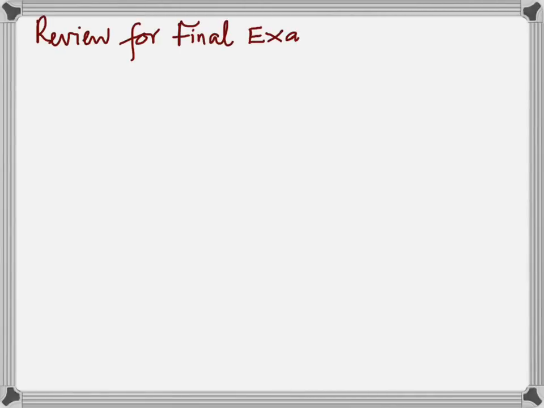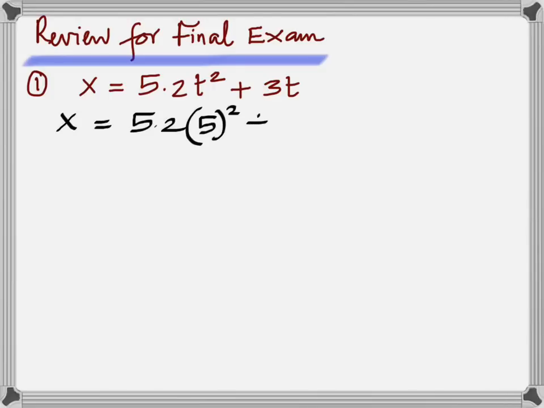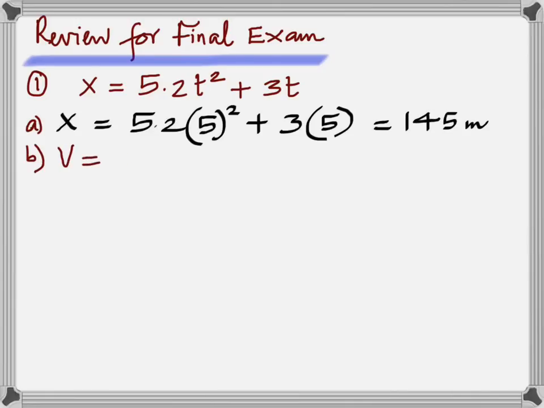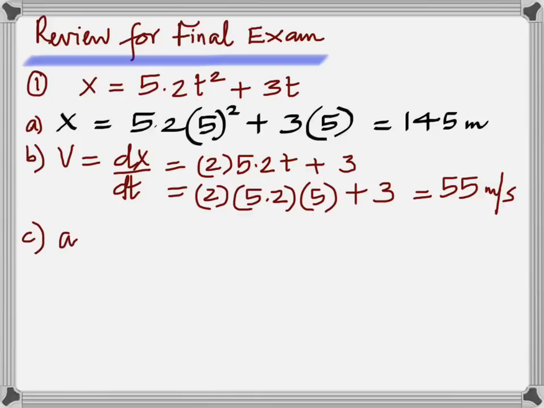Well, I'll try to keep the explanation to a minimum on these questions. To find the position, just plug in t is equal to 5 seconds. To find the velocity, take the derivative with respect to time. And then plug in t as 5 seconds. To find the acceleration, take the second derivative.